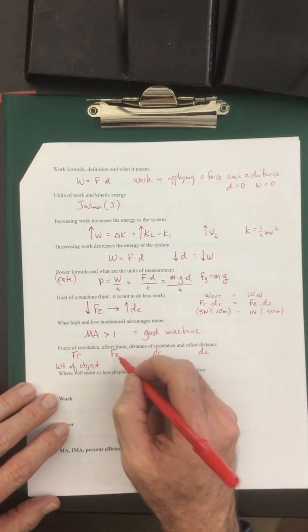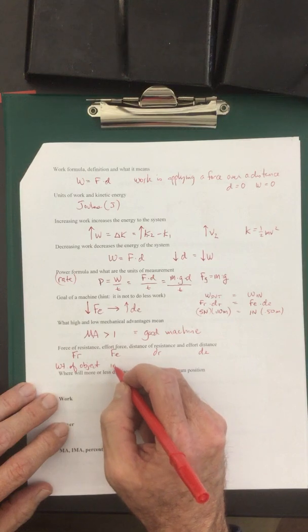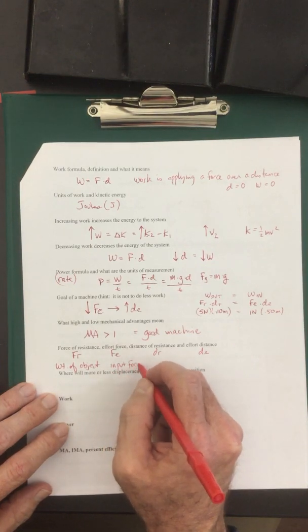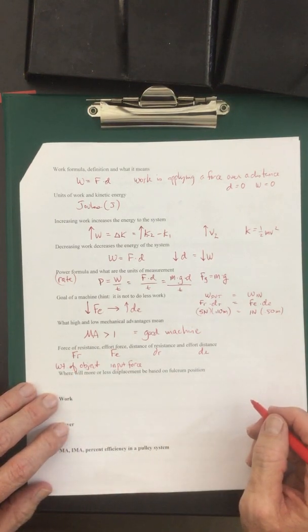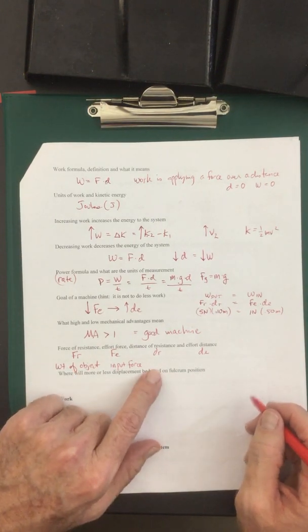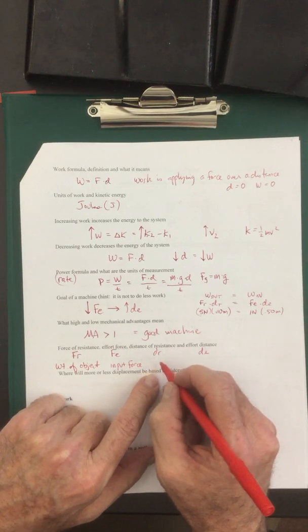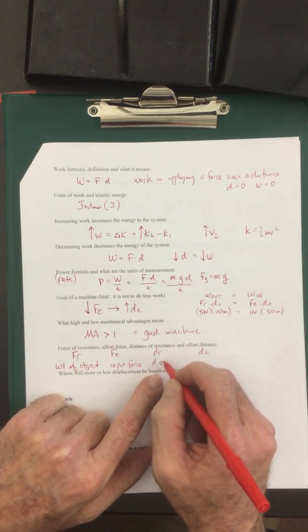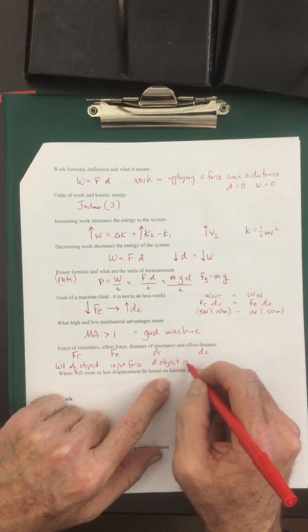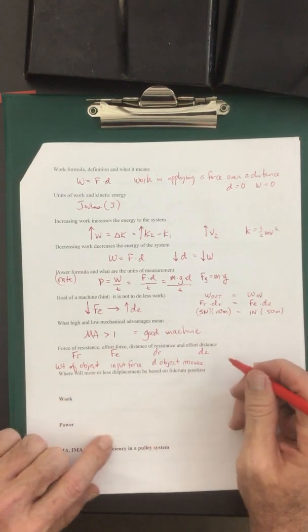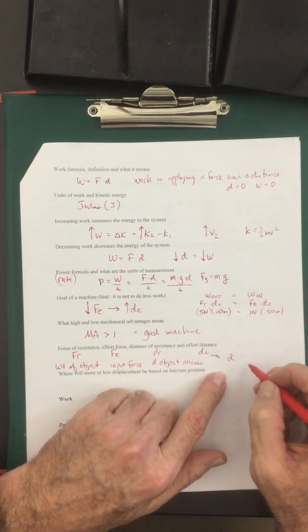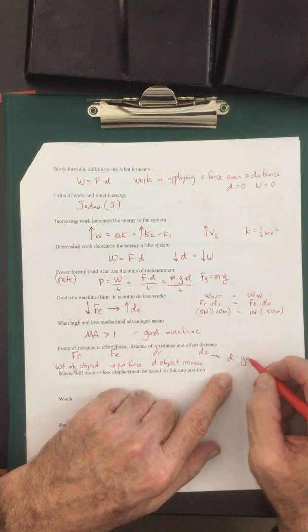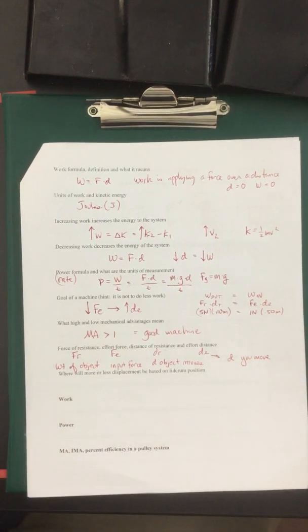F of E is your force of effort, or it's your input force. This was what was being pulled on the tension scale to lift the object. The dR is the distance the object moves. And the dE is the distance that the tension scale, or you, move. It's the distance of your effort or your input.